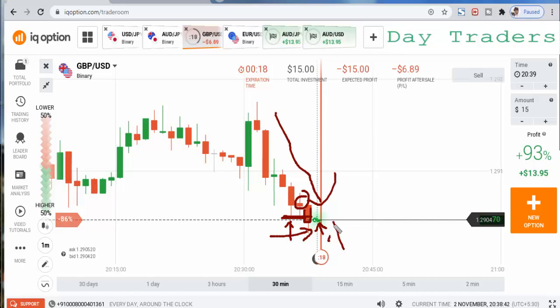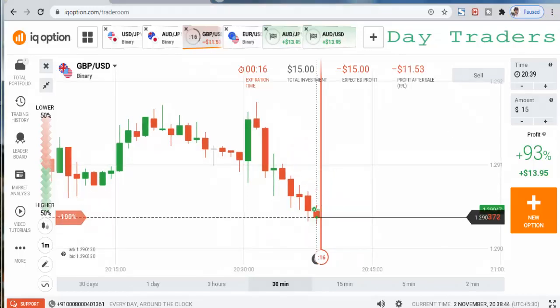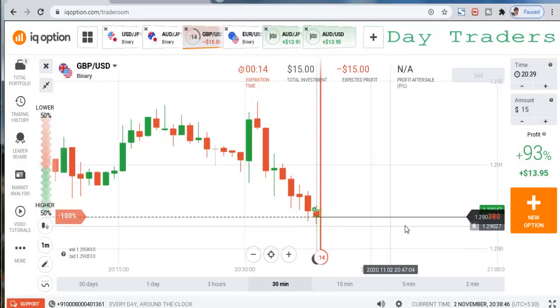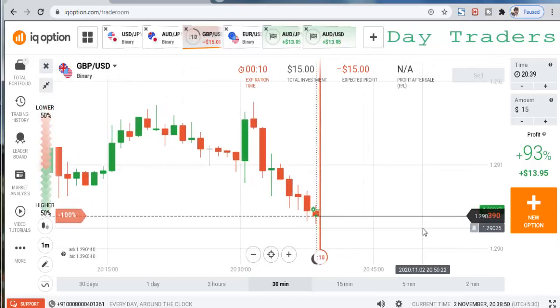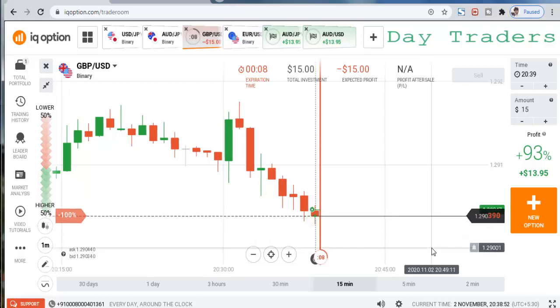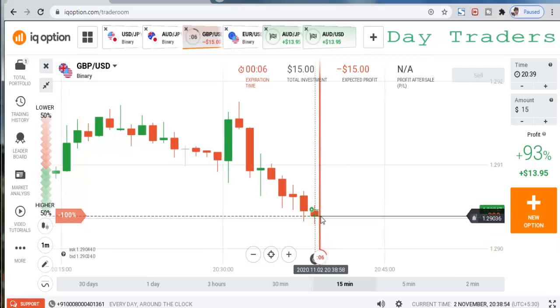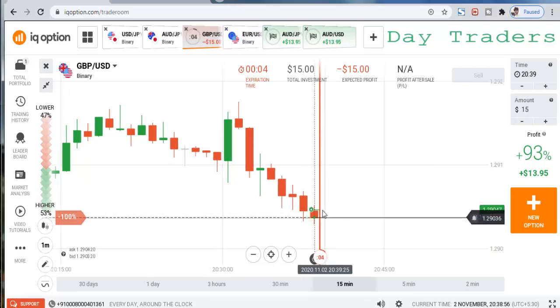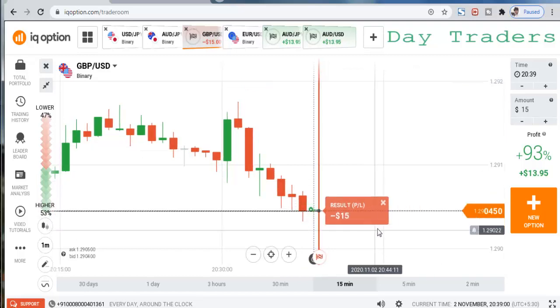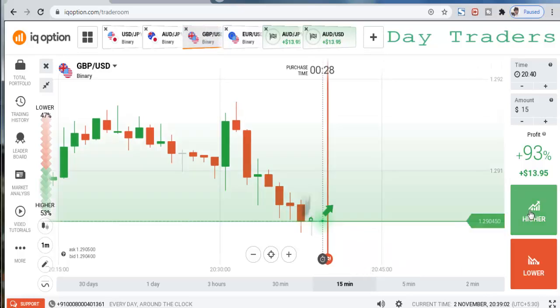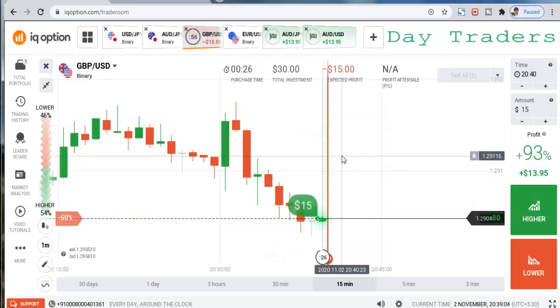So most of the time it makes a retracement candle. Let's see. Okay, so there is no buyer's entry after these sellers, confirmly make a buyer's entry. Okay, no problem. Okay, we'll place a higher option.